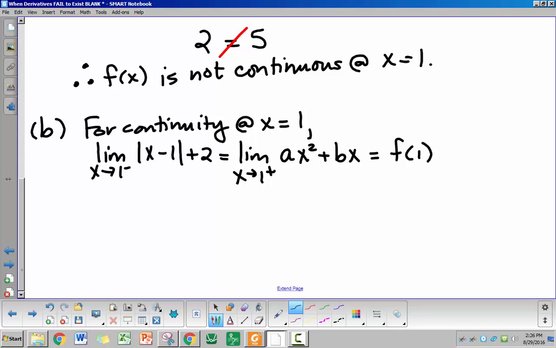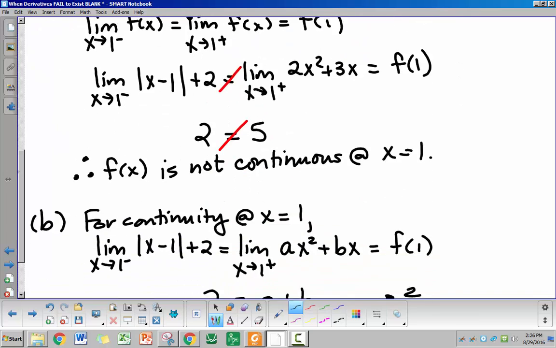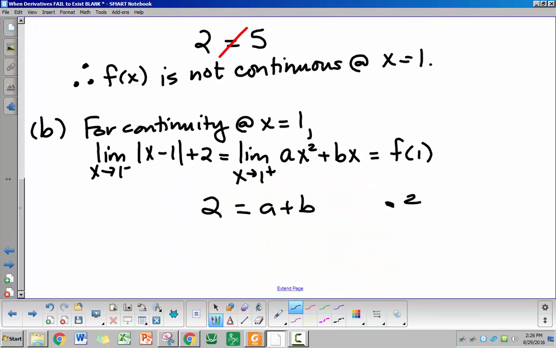Take the limit on the left side. We figured that was 2. Now I plug 1 in. What happens when I plug in 1 here? We get a plus b. And f of 1 is just 2, right? Or is the equals on the bottom? It's on the bottom, so it's a plus b.